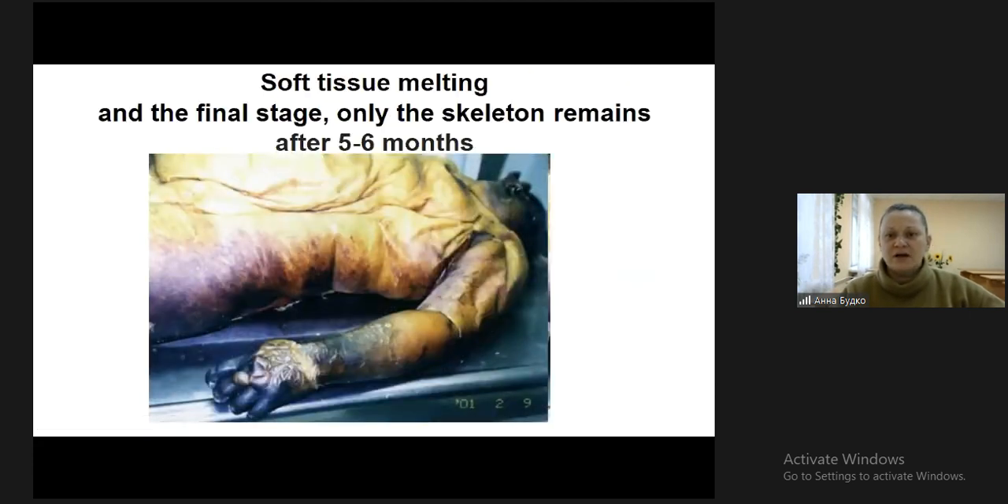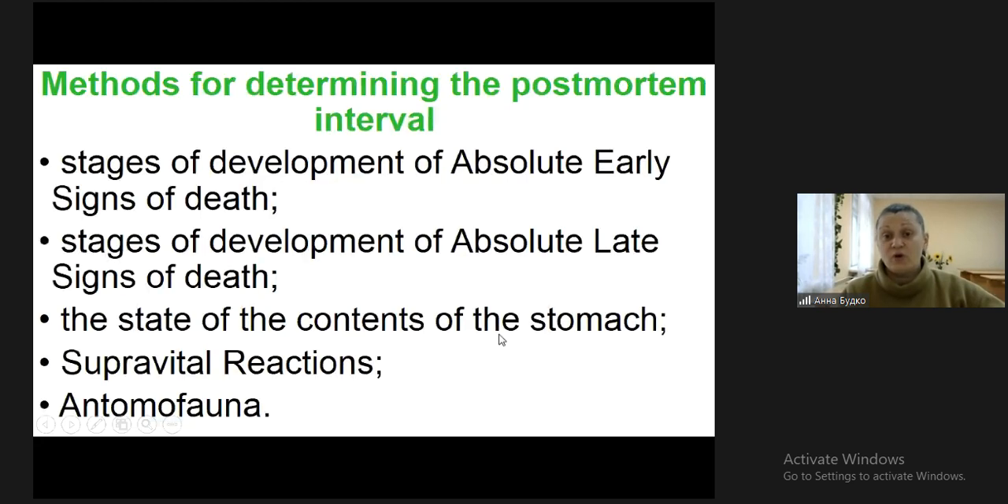And look, after 5 to 6 months, you can see the stage of skeletization, yes. You can see bones, next cartilage, ligaments, nails, teeth, without soft tissue and without inner organs. And after 1 year, you can see only bones, nails, teeth, without cartilage tissue and without ligaments and without soft tissue and inner organs.